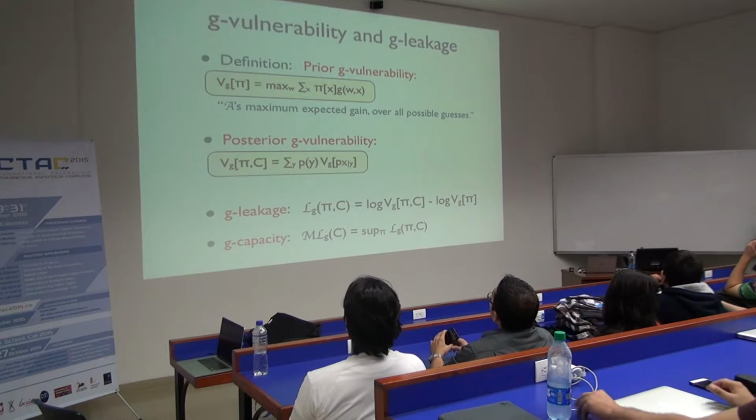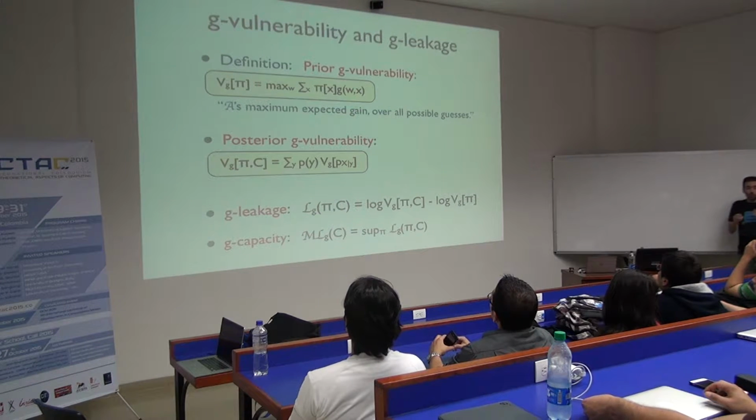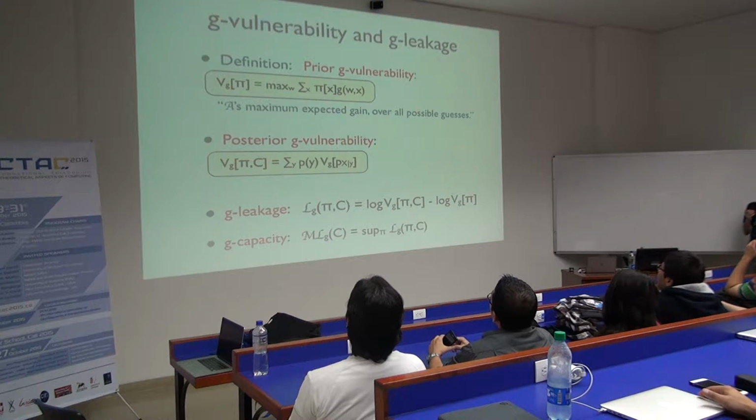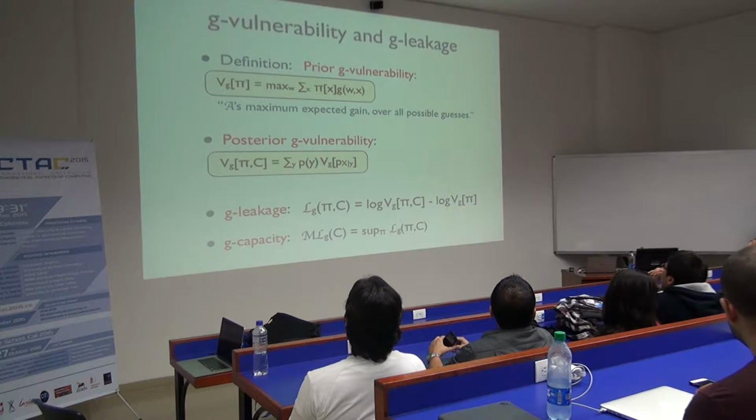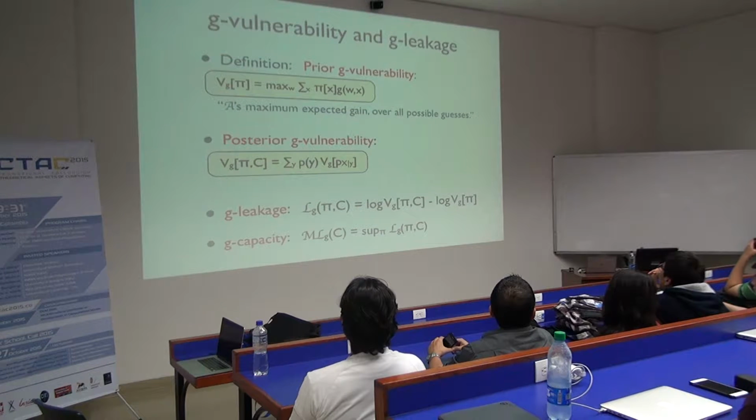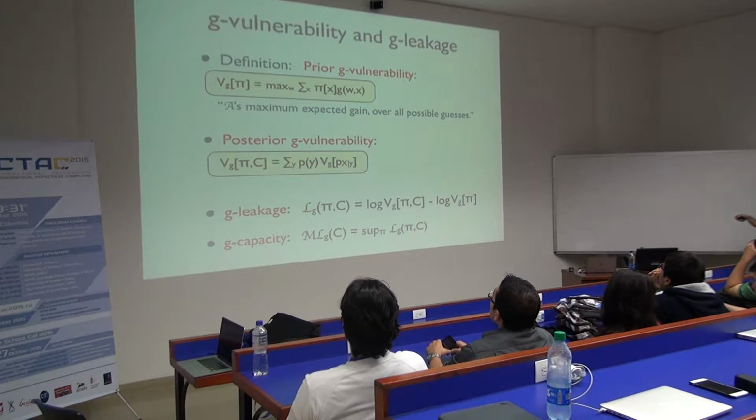All right. So now the second thing to measure is how do I measure the success of the adversary? The adversary plays this game. So what I'm going to do? Well, very naturally, I'm just going to define the guess as what I'm going to call prior vulnerability. Not entropy yet, vulnerability. So the vulnerability of a prior pi given a gain function g.